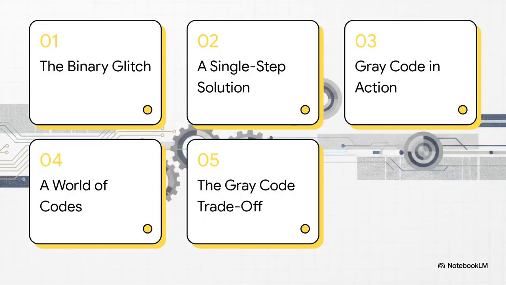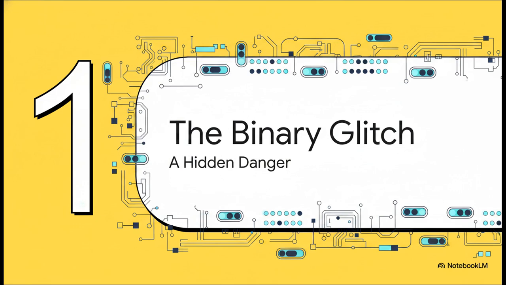All right, so here's the plan. First, we'll look at what this binary glitch actually is. Then, we'll check out the single-step solution. We'll see where it's used in the real world, put it in context with other codes, and wrap up with why it's not a one-size-fits-all kind of deal. Okay, let's jump right in.